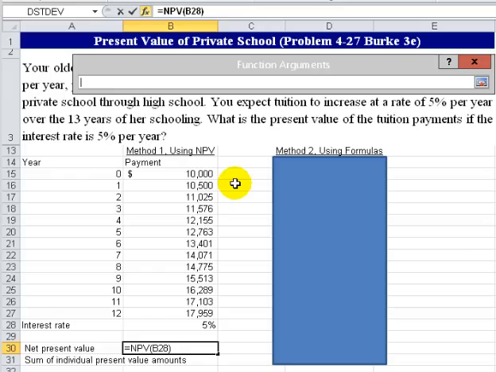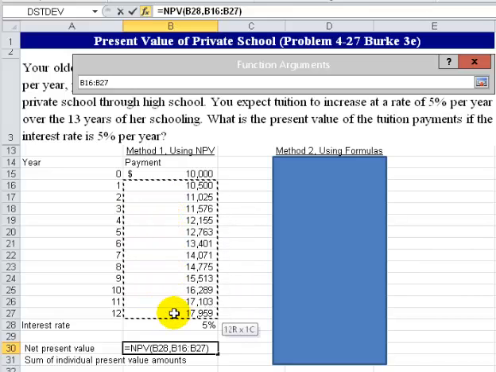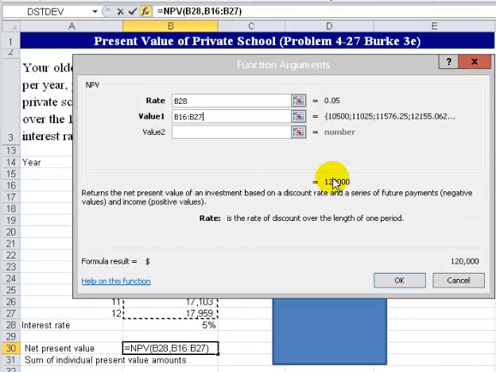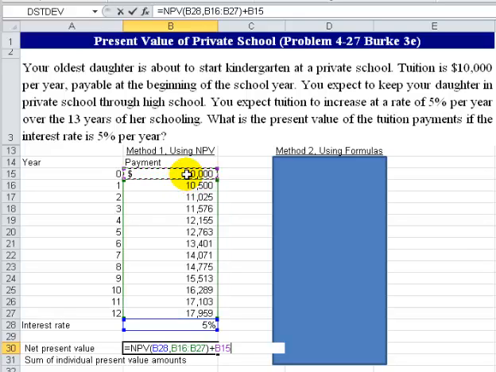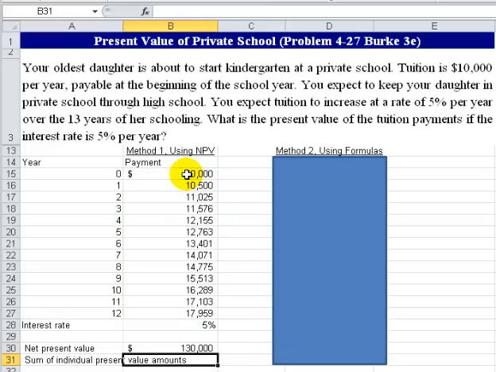But remember, NPV assumes the first value occurs at the end of the first year. So we have to skip the first one. And then we've got to add into the formula the fact that there's an initial 10,000 payment. So I'm going to add in the initial outflow. And when I do that, I get 130,000, which is what I expected. Now, that's the easiest way I know how to solve it, or that's the way I would solve it.